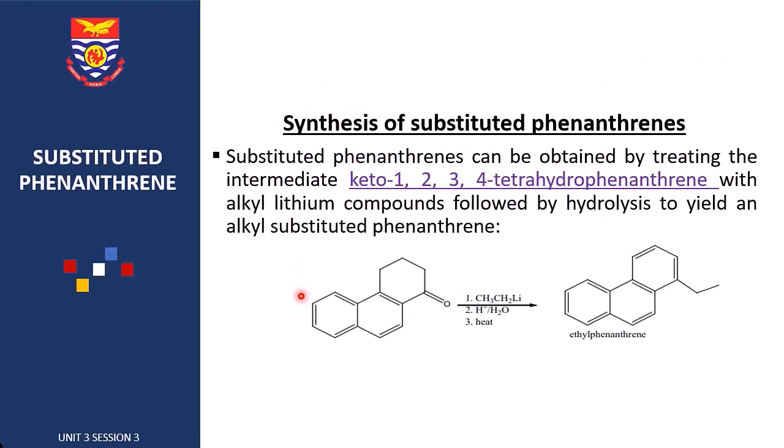Now lastly, in this session we are going to look at the synthesis of substituted phenanthrene. Substituted phenanthrene can be obtained using this intermediate, the keto 1,2,3,4-tetrahydrophenanthrene, which can be used in the synthesis of some substituted phenanthrene products. So here we react our keto 1,2,3,4-tetrahydrophenanthrene, which was the intermediate formed in the general synthesis of phenanthrene using the succinic anhydride. In this particular synthesis, we can use that intermediate to synthesize other substituted derivatives through the reaction with alkyl lithium compounds, followed by the hydrolysis in acid or water to produce our substituted phenanthrene.